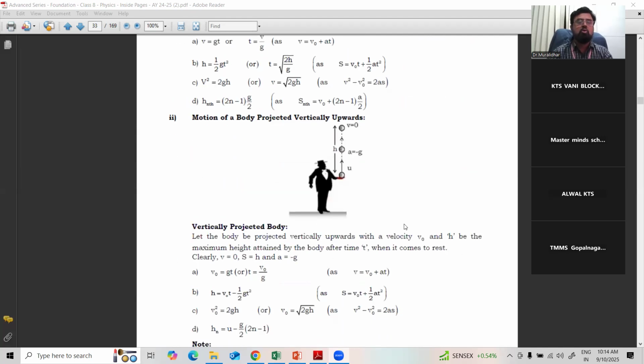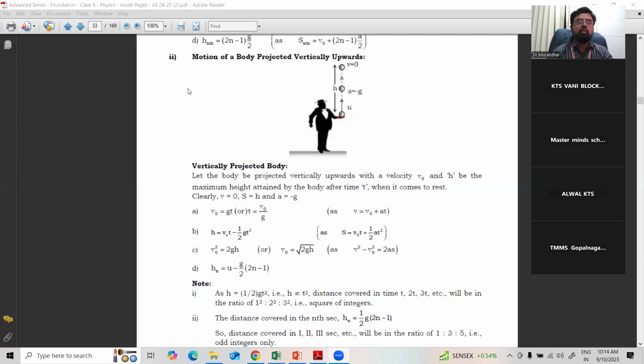Now, the second case, when a body is projected vertically upwards. Suppose you are throwing a body upwards. What are we doing? We are throwing the body vertically upwards. Here, this is the ground. Generally, ground is represented like this. So a body is thrown vertically upwards with some initial velocity u meter per second.